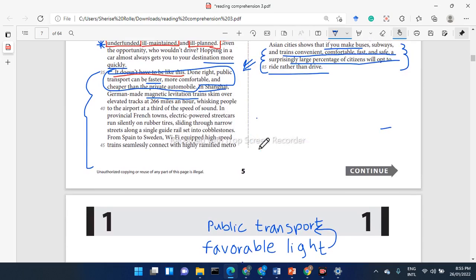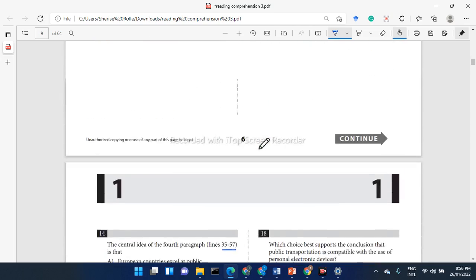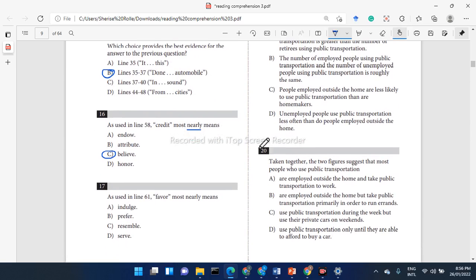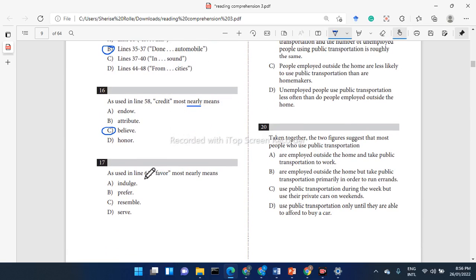Okay, so we are on number 17. As used in line 61, favor most nearly means: indulge, prefer, resemble, or serve? It's B, prefer. Okay, so let's go to line 61.